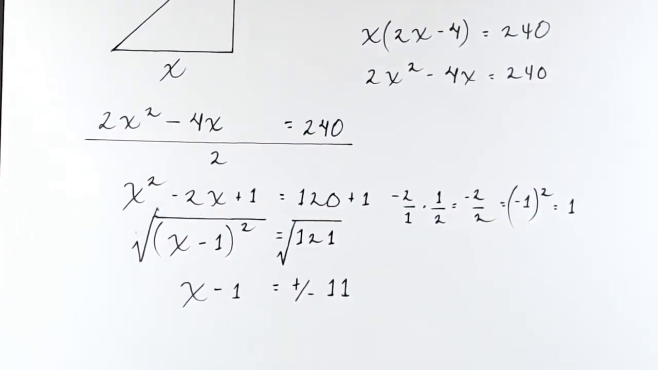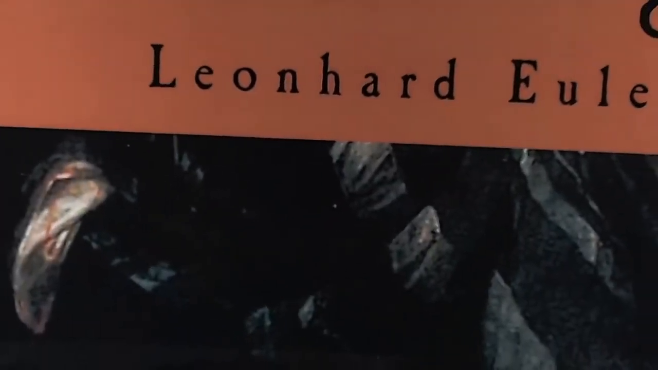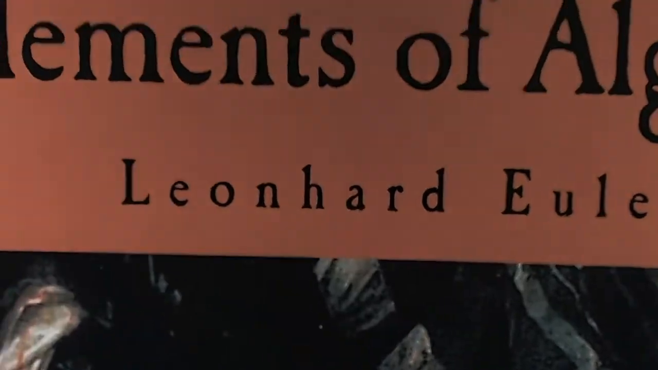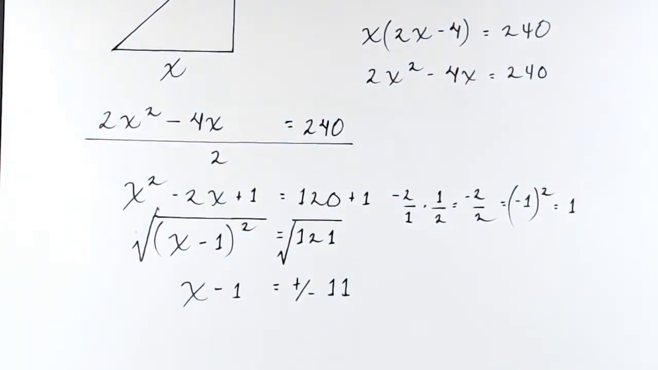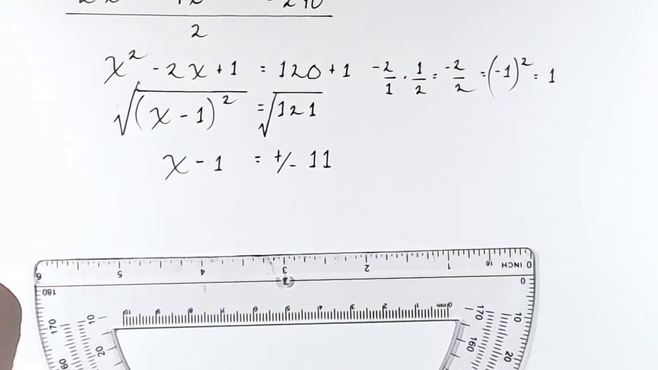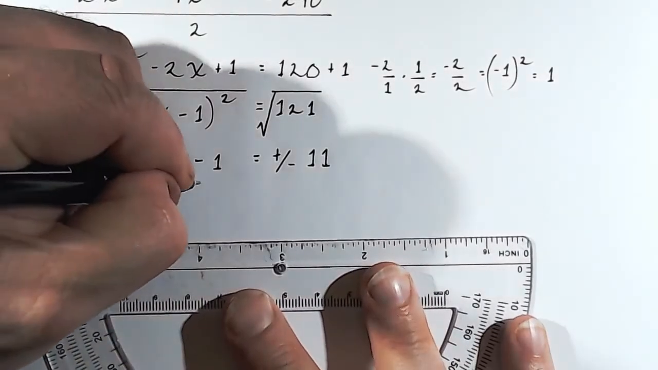It's a beautiful method. I don't know if it was invented by this guy named Cardano, but I have this book written by Leonhard Euler, called The Elements of Algebra. It goes into great depth about completing the square. It's a really fascinating book, a little bit dense. I think I could spend the rest of my life reading it and still not get through it all.